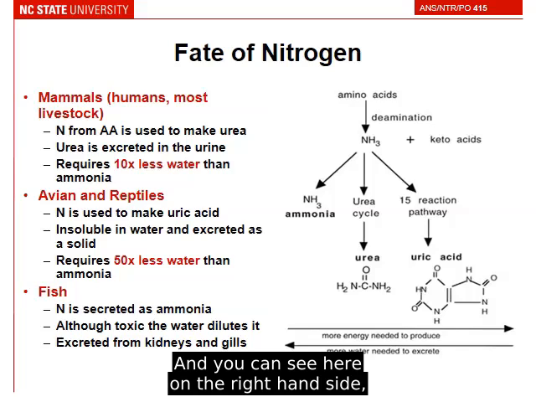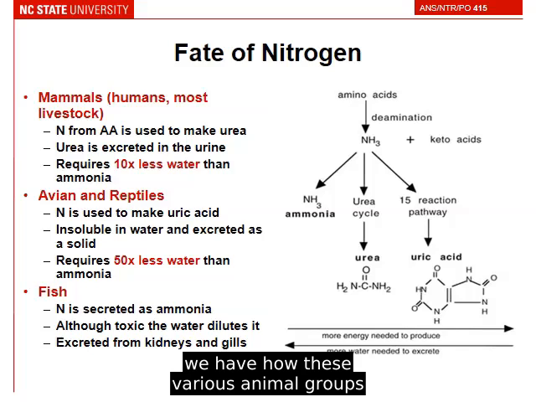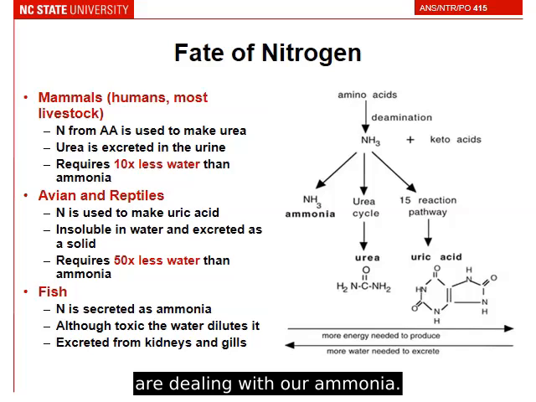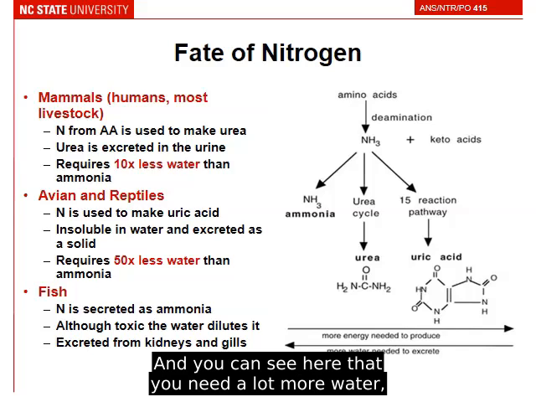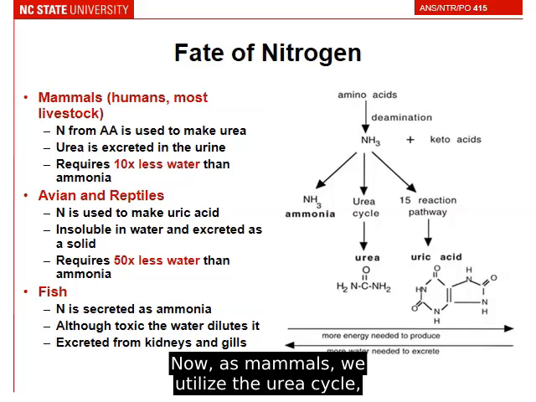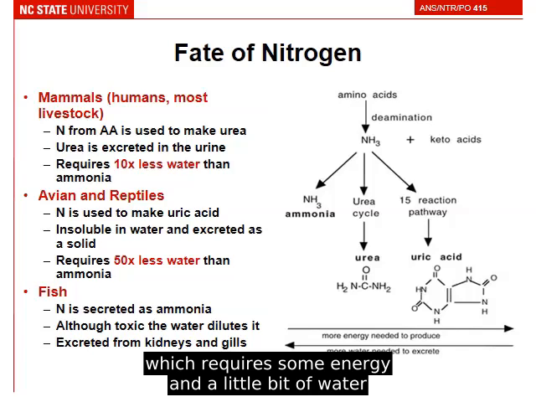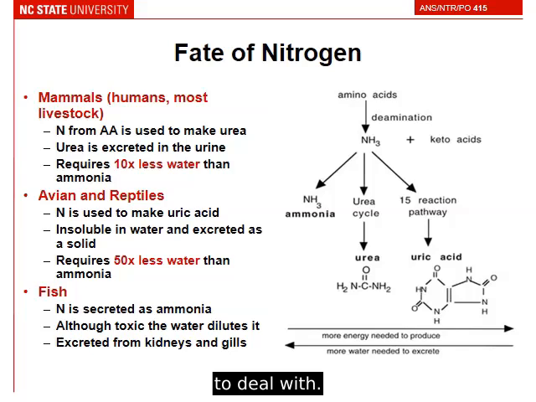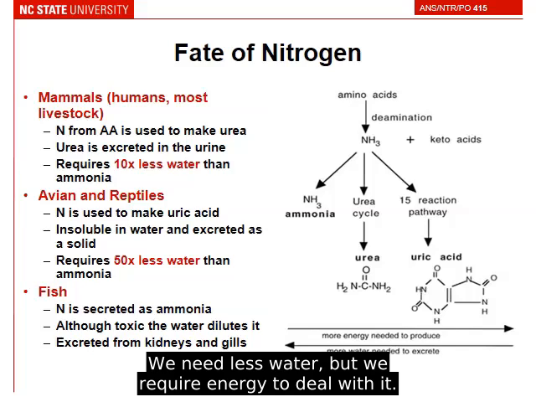And you can see here on the right-hand side how these various animal groups are dealing with our ammonia. Fish release it as ammonia. You need a lot more water, but it really doesn't require any energy to get rid of the ammonia. Now, as mammals, we utilize the urea cycle, which requires some energy and a little bit of water to deal with. So less water, so we're compromising. We need less water, but we require energy to deal with it.